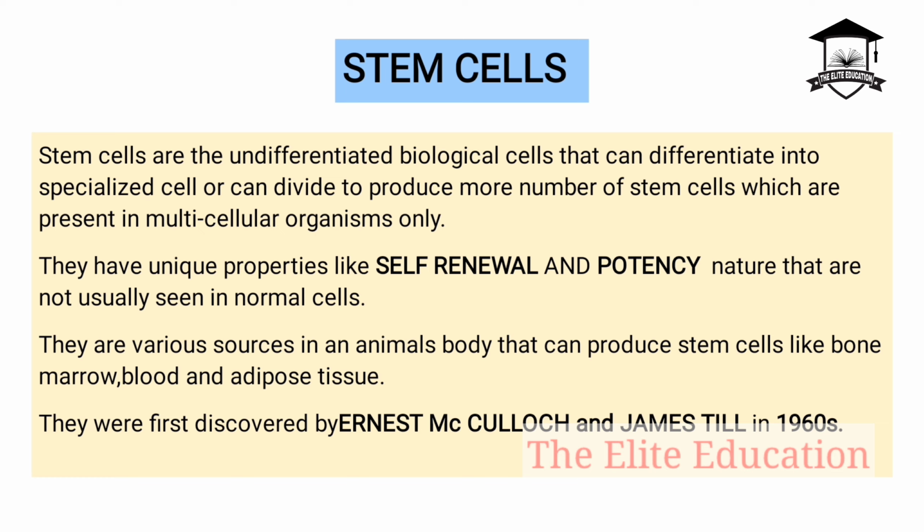Stem cells are undifferentiated biological cells that can differentiate into specialized cells or can divide to produce more stem cells, which are present in multicellular organisms only. As the definition says, they are undifferentiated biological cells. This undifferentiated word means that they can give rise to any kind of cell. So they are not destined to give rise to liver or such.